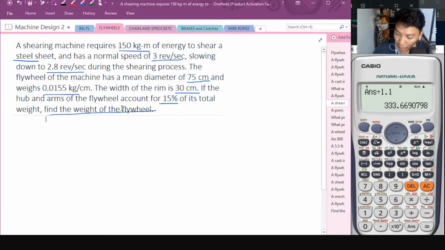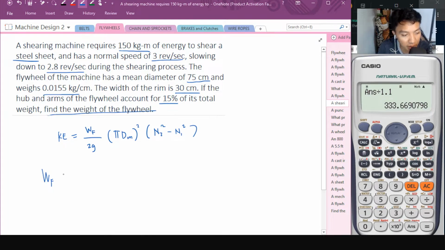Mahirap ba yan? Actually, hindi. Kasi meron ka nang given na energy. So, kinetic energy is equal to weight of the flywheel divided by 2g. You multiply it with pi multiplied to diameter squared multiplied to N2 squared minus N1 squared. Weight of the flywheel na lang. So, the weight of the flywheel is equal to 2g times kinetic energy divided by pi dm squared multiplied to N2 squared minus N1 squared.